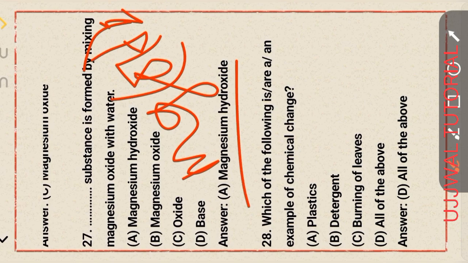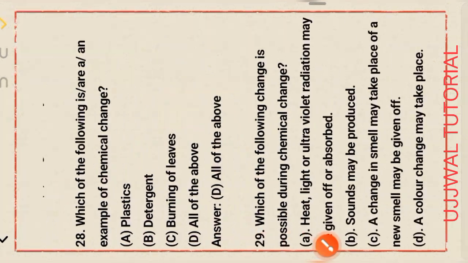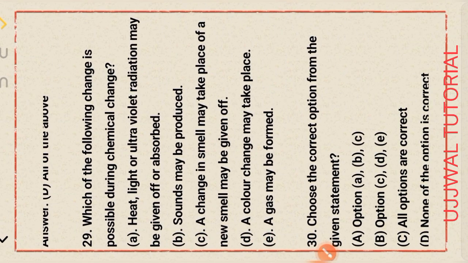Next question, which of the following is or are an example of chemical change? Plastics, detergent, burning of leaves, all of these. That is all of above. Option D is the right answer. All is chemical change. Okay. Question number 29. Which of the following change is possible during chemical change? That is option A, B, C, D. Option E. Okay.